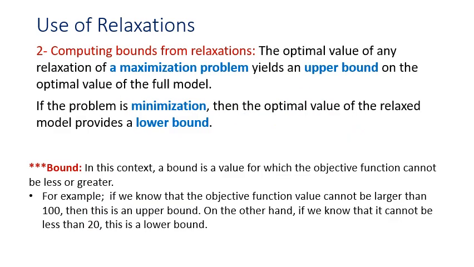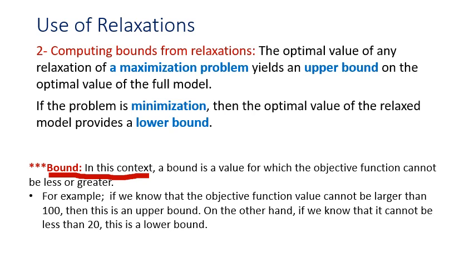The second use of relaxations is computing bounds from relaxation. And what is a bound? A bound in this optimization context is a value such that the objective function value of our optimization model cannot be less than or greater than it. Assume you have an optimization model, and you know that your optimal objective function value cannot be more than 100. Then this 100 is an upper bound for your model. Upper bound means your objective function value cannot be larger than this value.